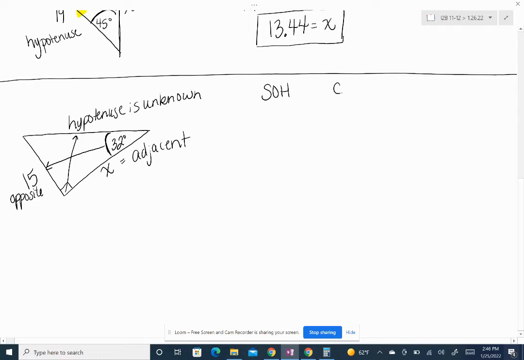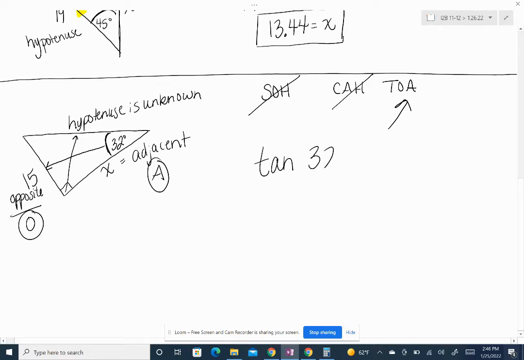So, SOH CAH TOA. Essentially, we don't know the hypotenuse. We don't have an H. So anything with an H, we cross out. And we have our opposite, which is O, and our adjacent, which is A. So we need something with O and A, and that's tangent. So tangent, or TAN, of 32 degrees is going to equal opposite, which is 15, over the adjacent, which is X.